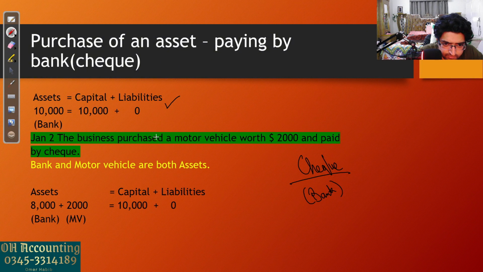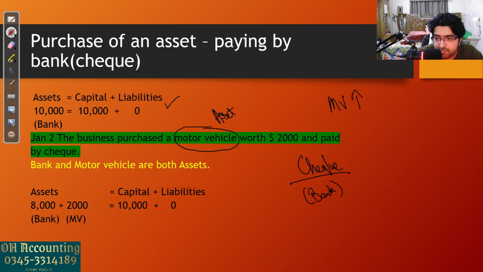Okay. And what are we purchasing? We are purchasing a motor vehicle. Again, what is a motor vehicle? It is an asset of the business because it has monetary value, it is owned by the business, and it provides benefit to the business. So as we can see, motor vehicle, which is an asset, is increasing in the business because you're buying it. By how much is it increasing? It is increasing by 2,000.